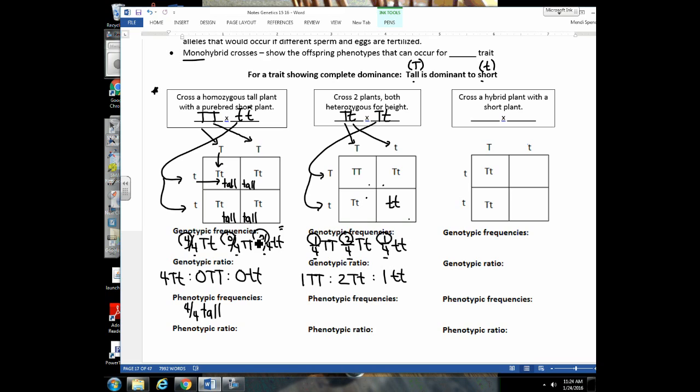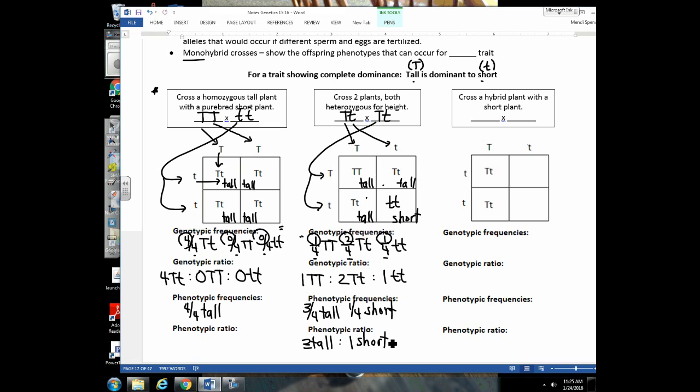Now let's go down here and look at the phenotypic frequencies. In this case, we're going to have tall, tall, tall, and this one's short. This is to show you that just because we write 1/4, 2/4, 1/4 for the genotypes, that doesn't mean that's the same fractions that you're going to get down here for the phenotypes, especially if a trait shows complete dominance. We would have 3/4 tall, 1/4 short. To change that into a ratio, we check that the denominators are the same, which they are. We take the top number, so we have 3 tall to 1 short.